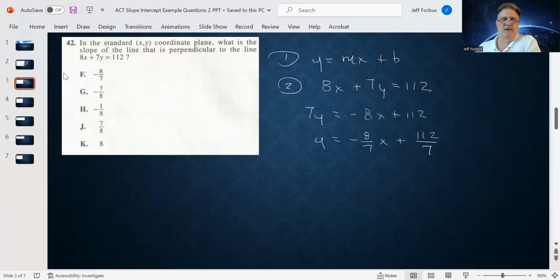Now, we're looking for the line that's perpendicular to this one. So we're just going to take the slope and invert the numbers, 7/8, and change our sign. So the slope of the line that's perpendicular to the one of 8/7 is 7/8, which is J.